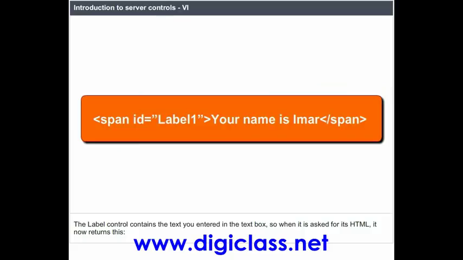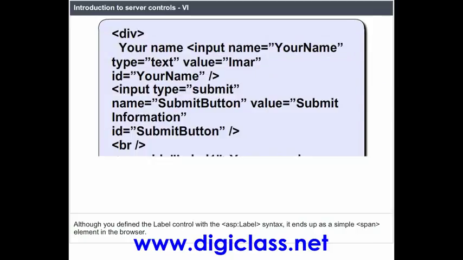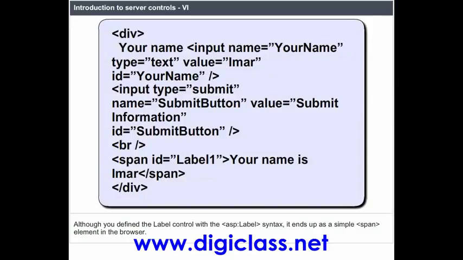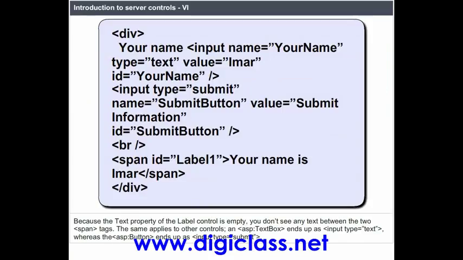The label control contains the text you entered in the text box, so when it is asked for the HTML, it now returns this. Although you defined the label control with the <asp:Label> syntax, it ends up as a simple <span> element in the browser. Because the Text property of the label control is empty, you don't see any text between the two <span> tags. The same applies to other controls.